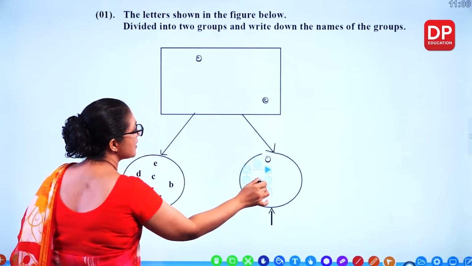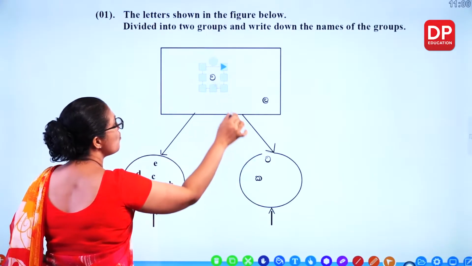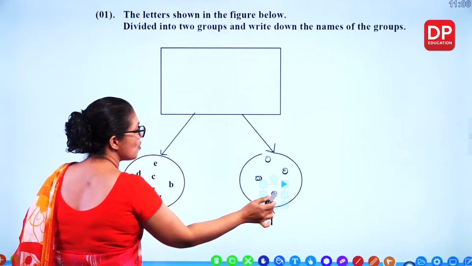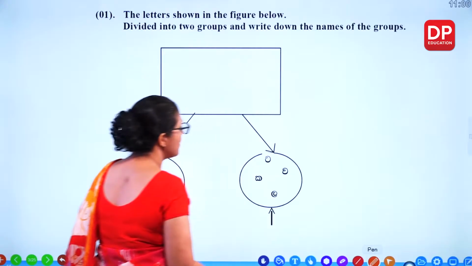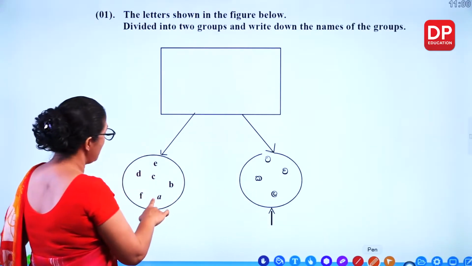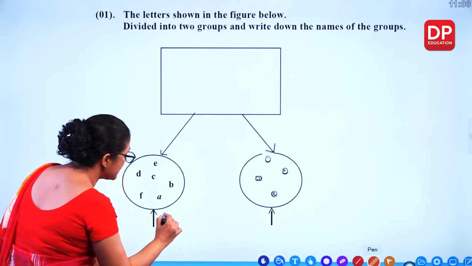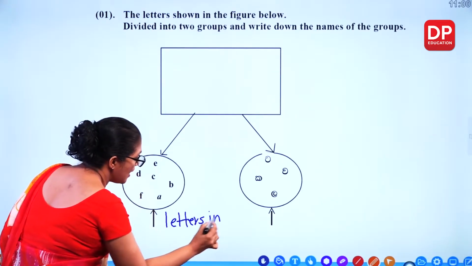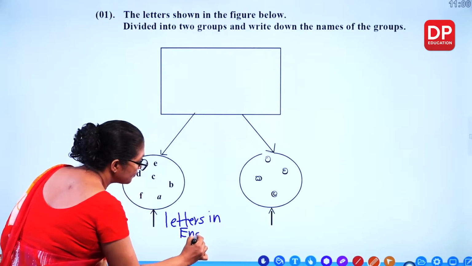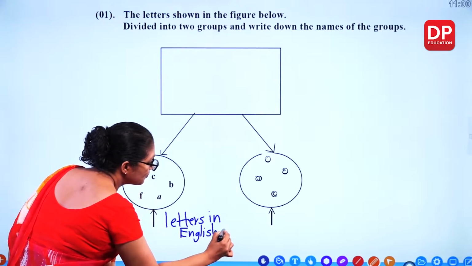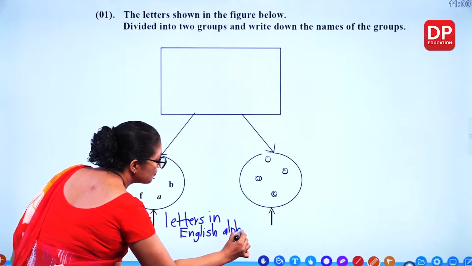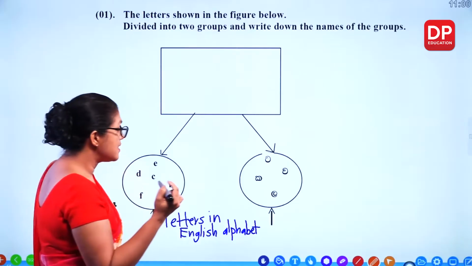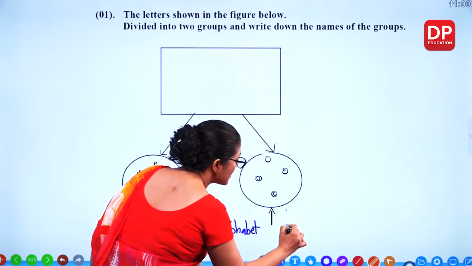We can take these letters into one group. So what is the name we can give? We can give this one as letters in English alphabet. And these are the letters in Sinhala alphabet.